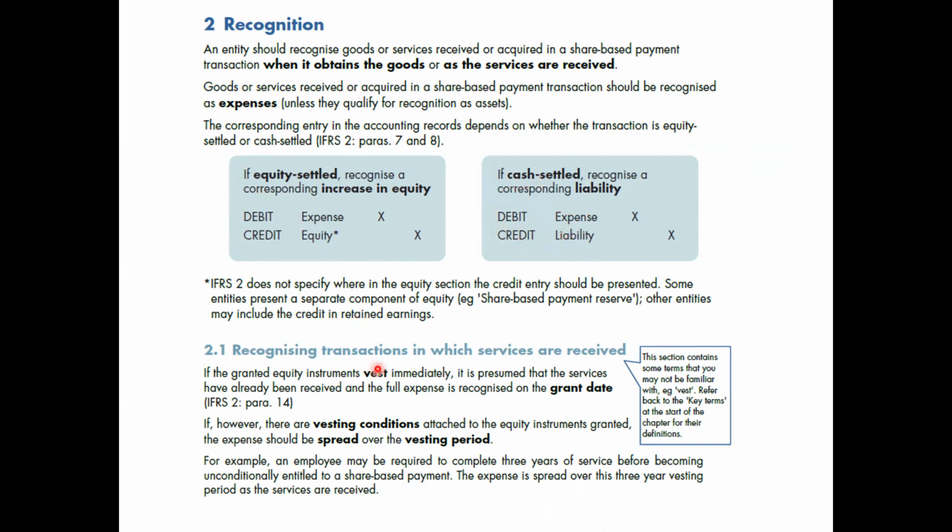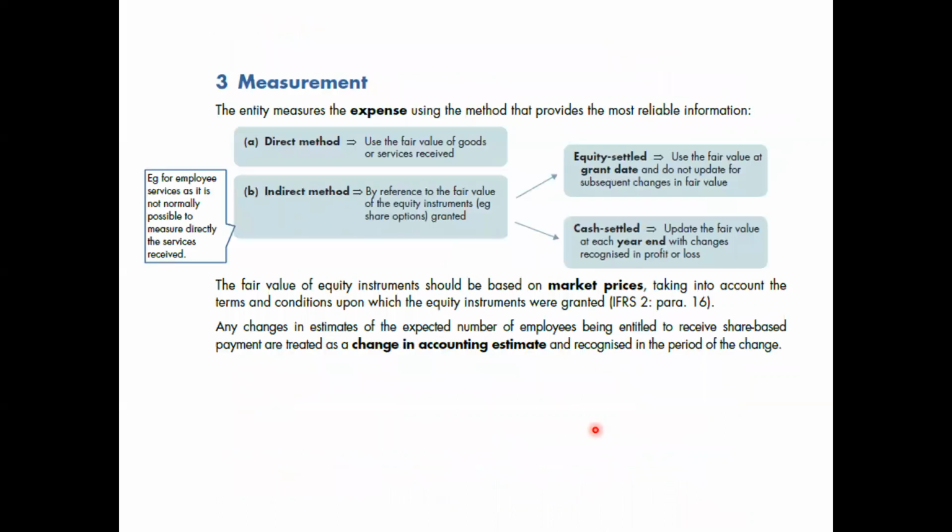Then we need to know what vesting conditions are, because vesting conditions tell me how I need to account for certain transactions. So make sure you understand how vesting conditions affect your measurement. Then for measurement, there is an example of how to measure. We have the direct method, which uses the fair value attributes of the services rendered, or the indirect method, where it is valued on the fair value of the equity instrument that will be granted.